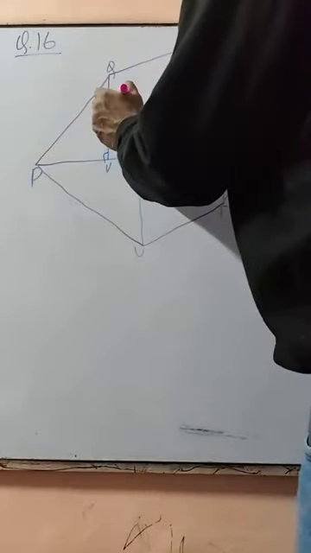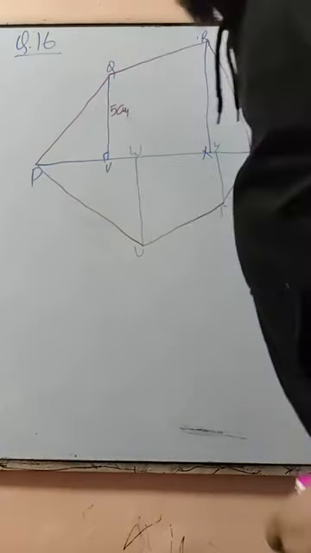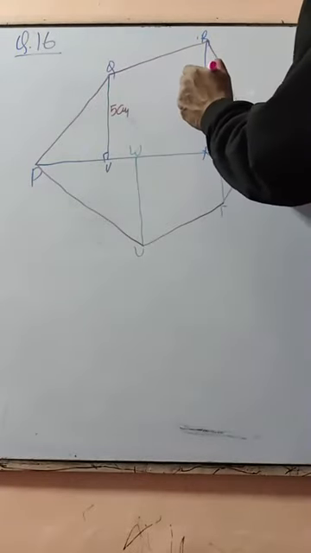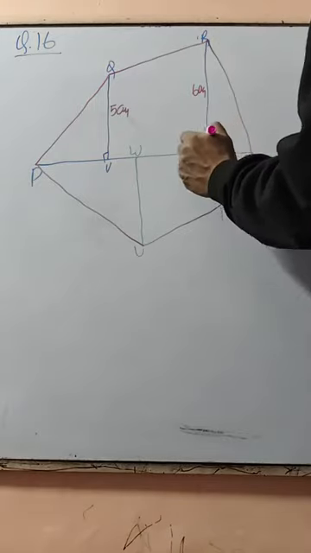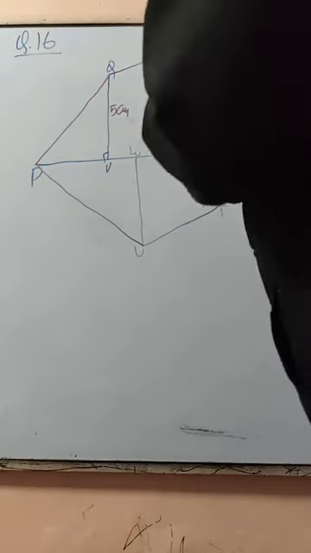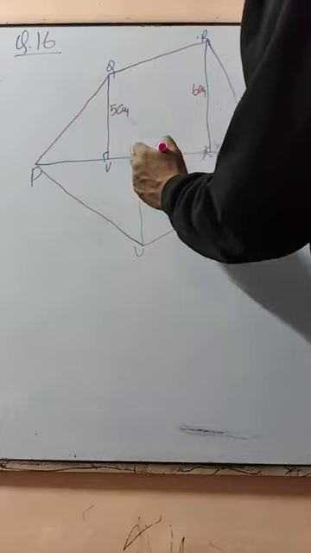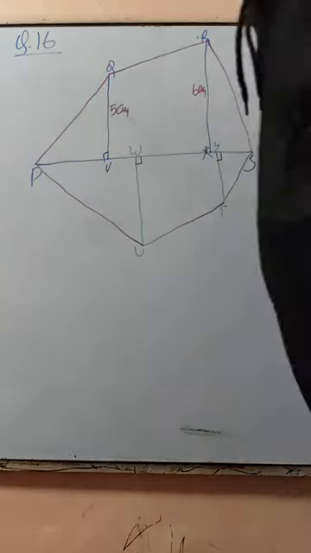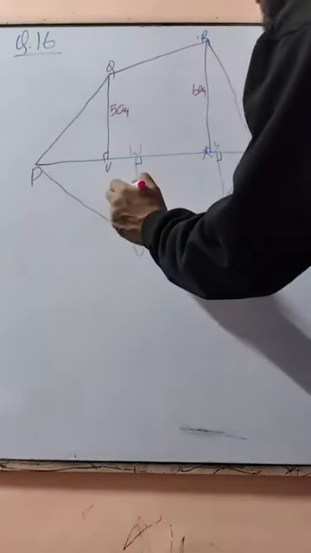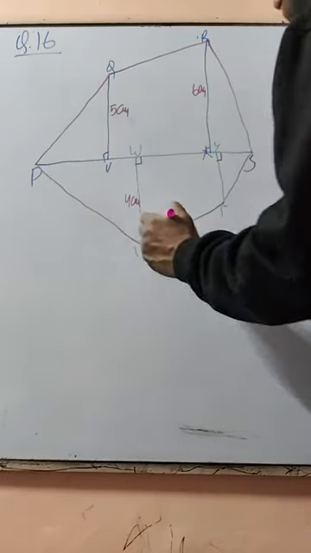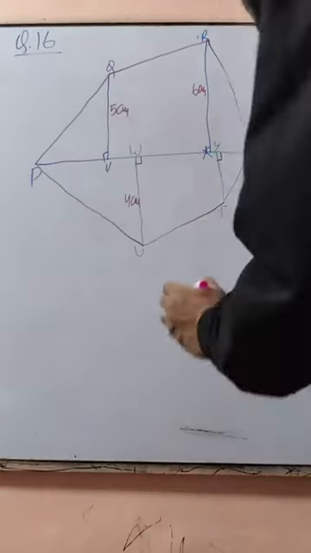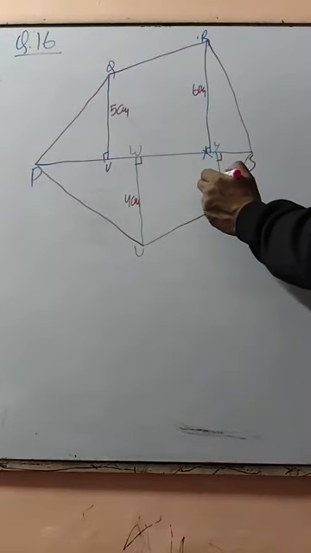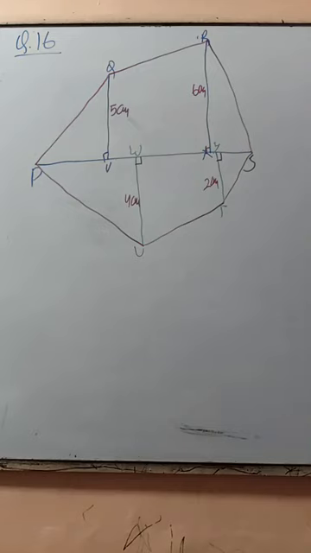Now, what is given to us? This QV is 5 centimeter. This is 5 centimeter. And this is 6 centimeter. This is perpendicular. This is also perpendicular, and this is also perpendicular. Fine. And there is 4 centimeter. This is of 4 centimeter. And this is 2 centimeter. Fine.